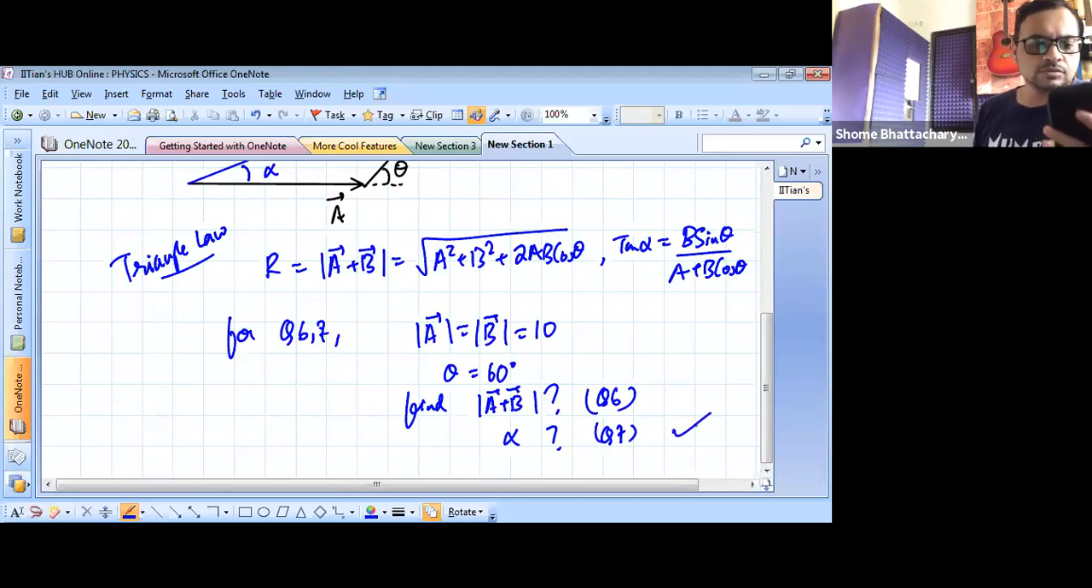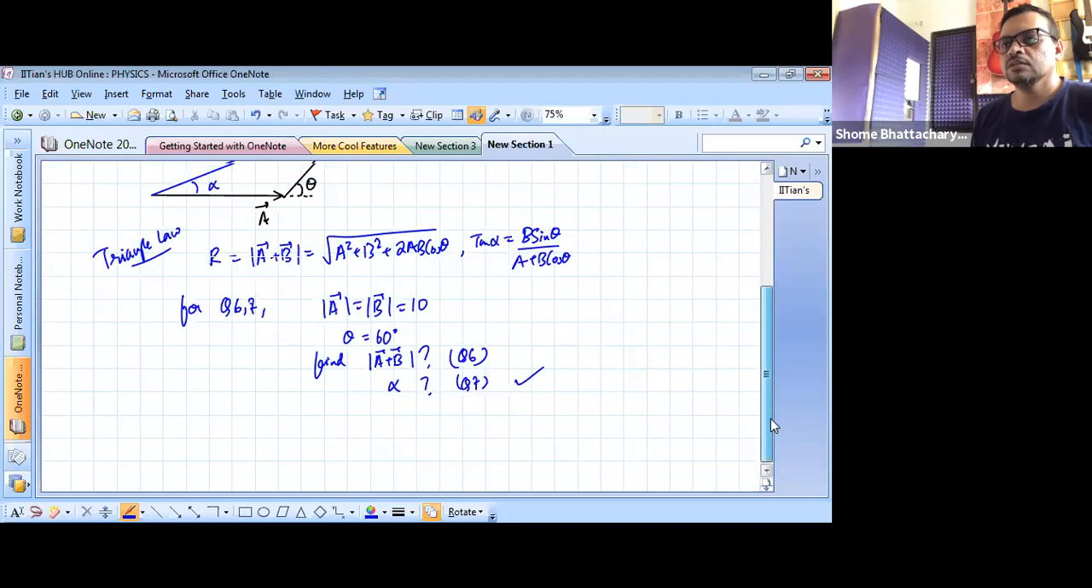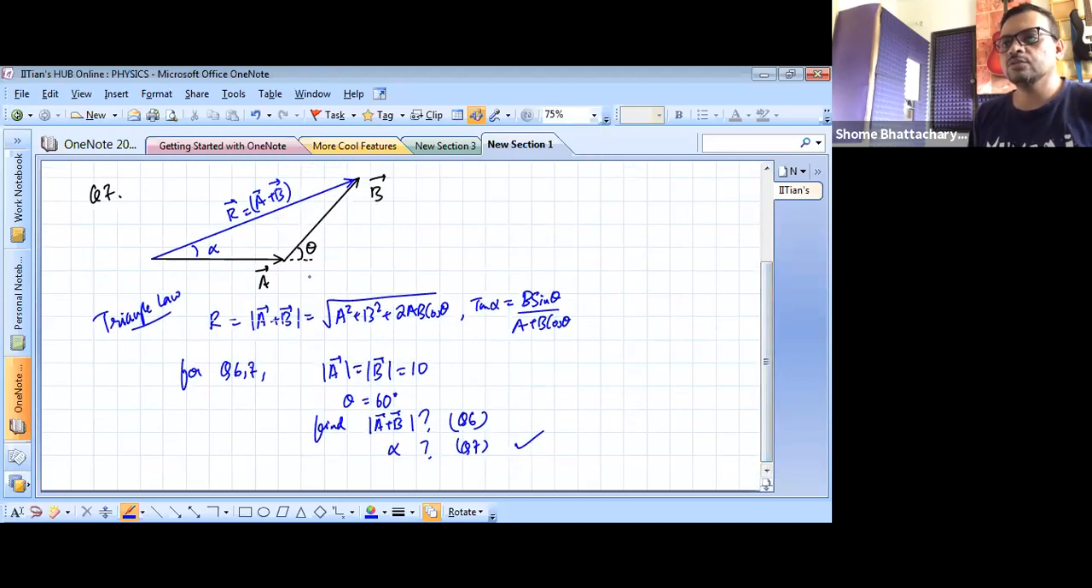Okay, so that is the question, 60 degrees. You just apply this formula now for this question. Just substitute these values and apply this formula. That is one way of solving it. To find this, you just apply this formula here and substitute these values.